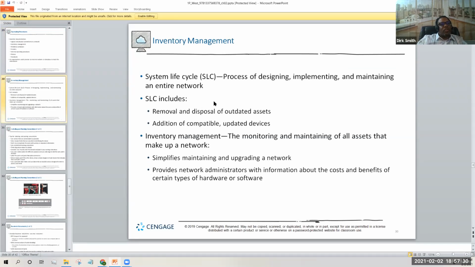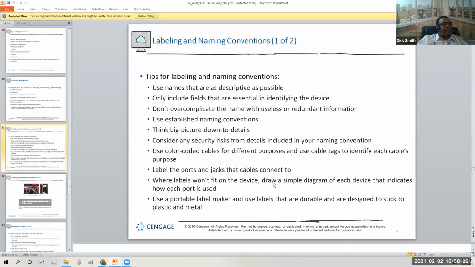The life cycle: how long is it going to be designed for, and how long are you going to keep it on the network? The life cycle should cover when you remove and dispose of outdated assets, in addition to updates as well. So for the management of the inventory, you want to know how to monitor and maintain the existing networking equipment. So you want to keep that on the network. When you're documenting your inventory management, these are key things you want to keep in mind when you're working with that as well.